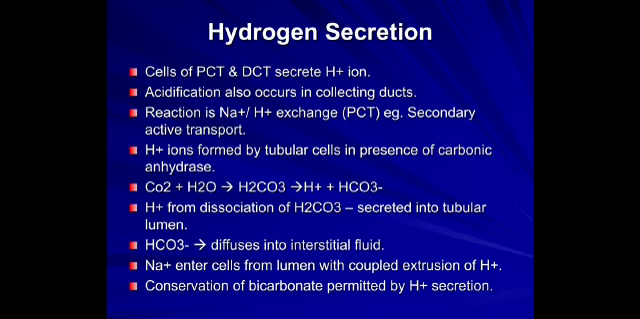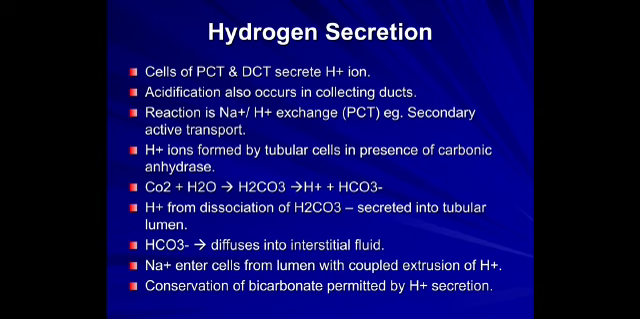So, hydrogen is secreted normally from the cells of the proximal convoluted tubule and distal convoluted tubule. Acidification also occurs in the collecting ducts. This reaction is mainly based on the sodium hydrogen exchanger, which is a secondary active transport present in the proximal convoluted tubule. Hydrogen ions are formed by the tubular cells in the presence of carbonic anhydrase, and the reaction is as follows. Carbon dioxide combines with water to form carbonic acid, which is dissociated in the presence of carbonic anhydrase to hydrogen and bicarbonate.